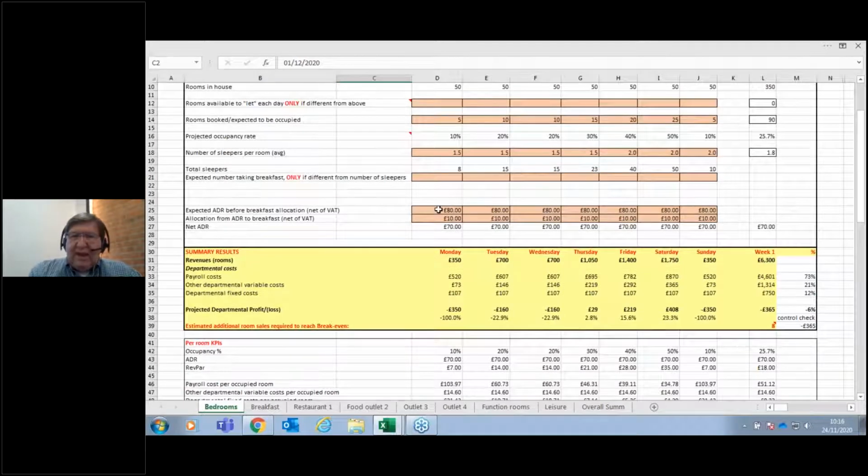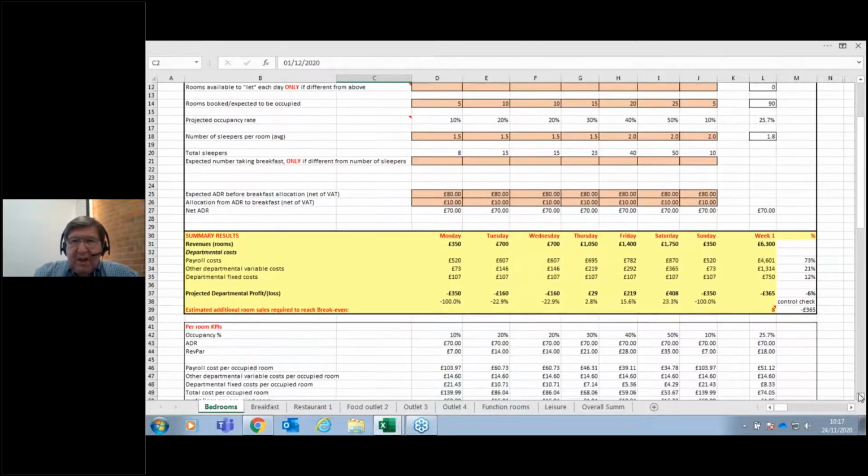In this row then, we put in our average daily rate, excluding VAT. And then if you make an allocation for breakfast, then whatever that allocation is out of your room rate, slot it in underneath. So that means our ADR is going to be £70 with a £10 allocation to go to breakfast. And we'll see that in a few minutes' time.